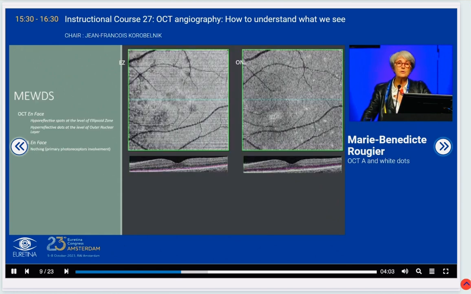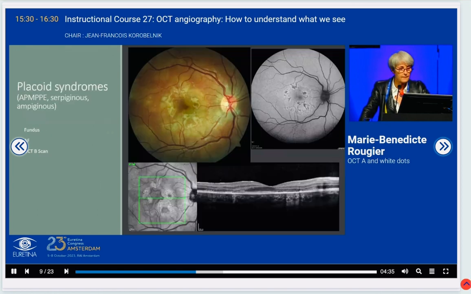And if you perform an OCT en face, and if you make the segmentation at the level of the ellipsoid zone, you can see some hyporeflective spots. But if you perform the segmentation at the level of the outer nuclear layer, in this case, you can see hyperreflective spots. But if you perform an OCT angiography, you can see nothing. The OCT angiography is still normal because in MEWDS, it's a primary photoreceptor involvement and not a choroidal involvement.